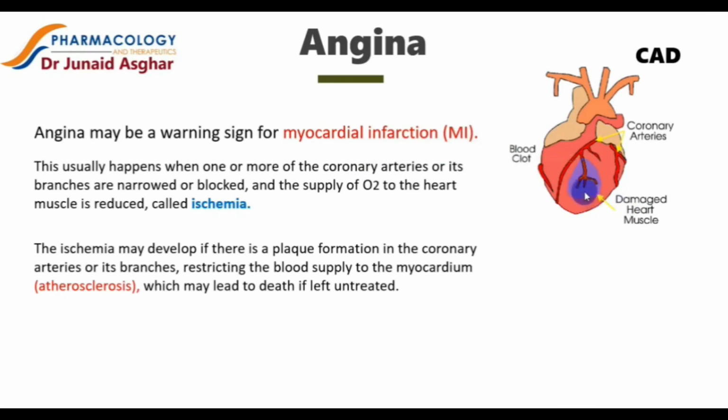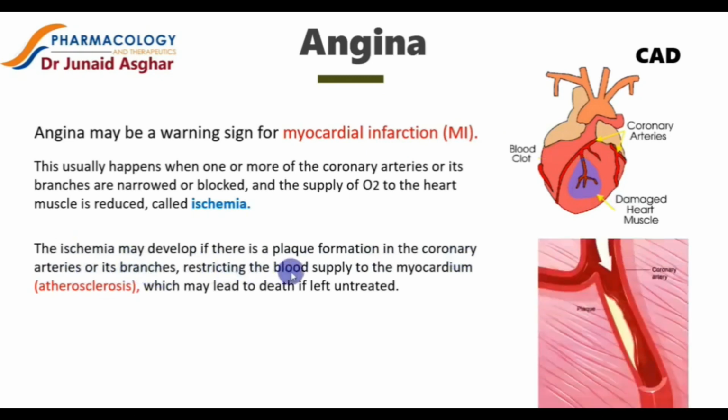Now, how will this ischemia or restriction in blood supply occur? The ischemia basically develops if there is a plaque formation in the coronary arteries or its branches, restricting the blood supply to the myocardium or the heart muscle, leading to atherosclerosis. So this condition is known as atherosclerosis, which may lead to death if left untreated.